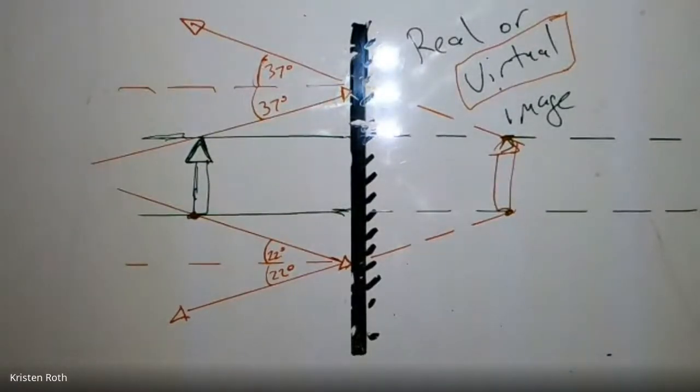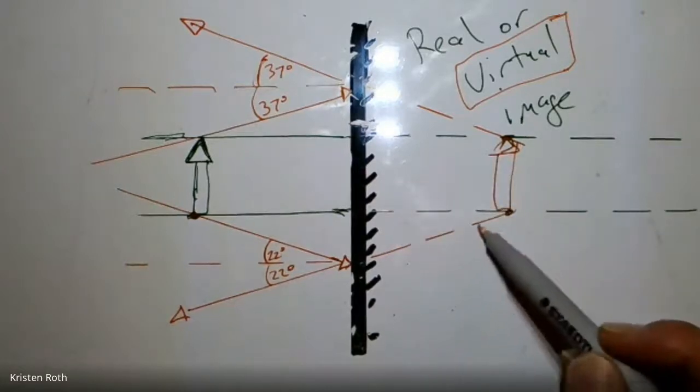Why? I did mention light rays intercepting. When they actually intercept, that is when there is a real image, because if you were to put a screen there, you would get an image on the screen. I will show you in a video how that actually works. In class, we do it with a candle, and it's kind of neat. So you can actually project the image of the candle onto a screen.